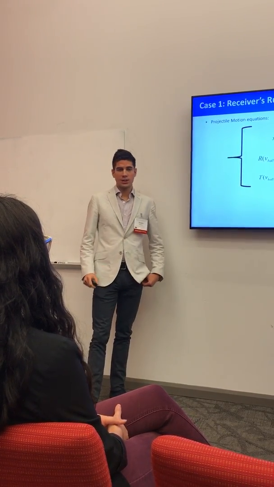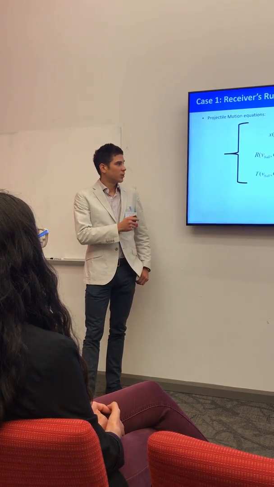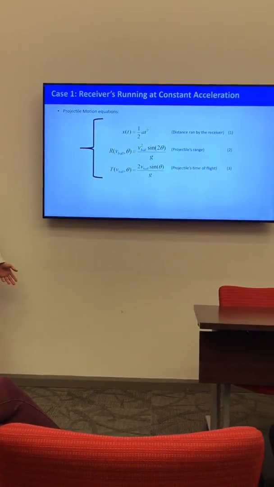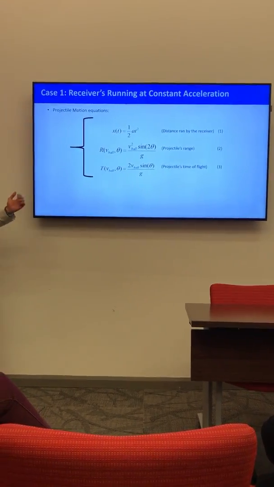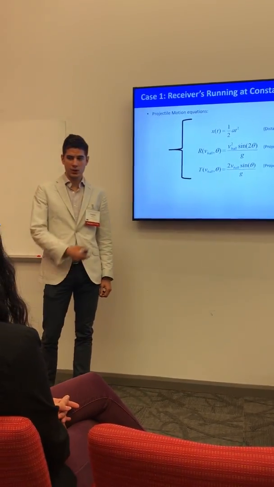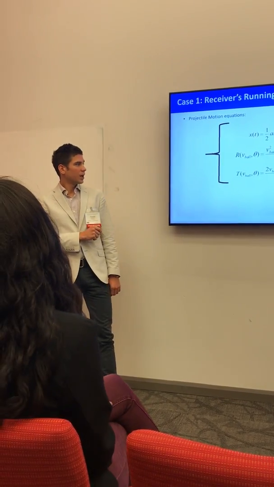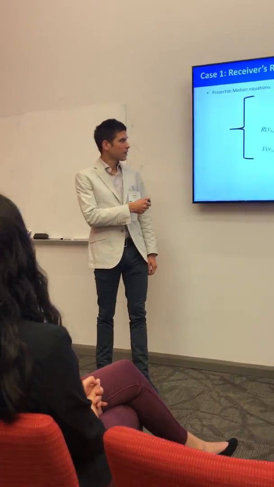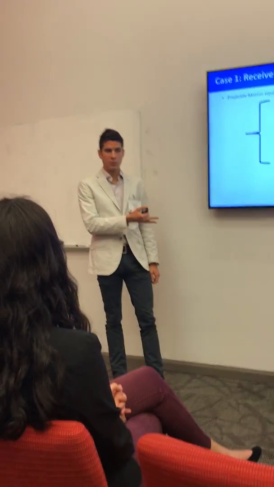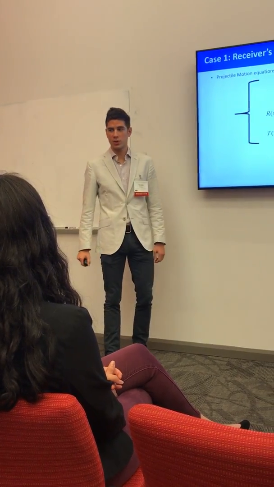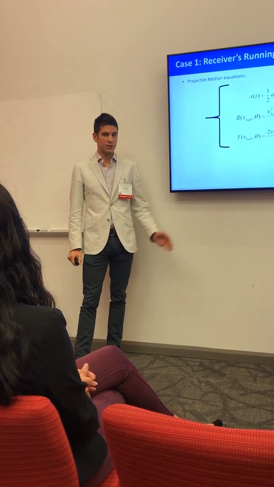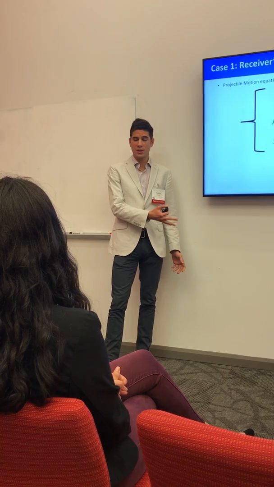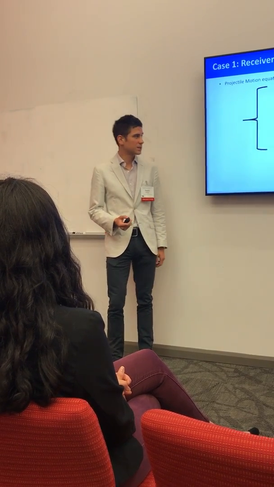When talking about projectile motion, some equations have to be introduced, and those are the equations that allow this research to happen. We will focus on those equations. The first of those defines the distance run by the receiver. Since the receiver starts running from rest, the first part of the original equation is left out, and the receiver runs in the horizontal direction, or x-axis.